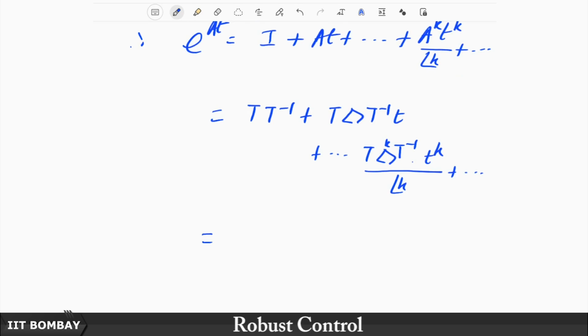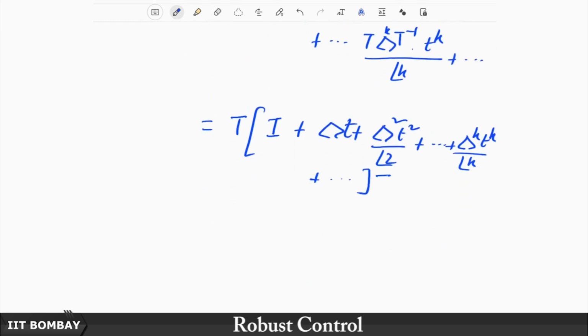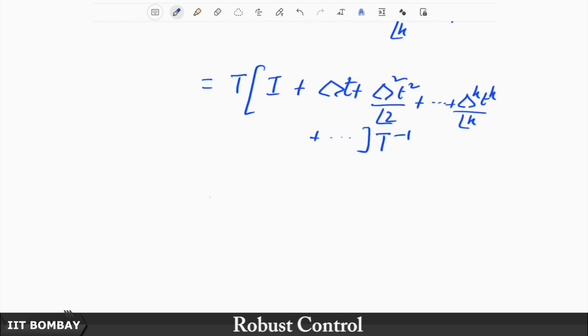So, let me pull out the T from the left common and the T inverse from the right common. With T pulled out from the left, I am left with identity plus lambda t plus lambda squared t squared by factorial 2 plus and so on till lambda to the k t to the k by factorial k plus the infinite expansion, and T inverse pulled out from the right. But what is sandwiched between this T and T inverse is already known to me. It is very easy to deal with.